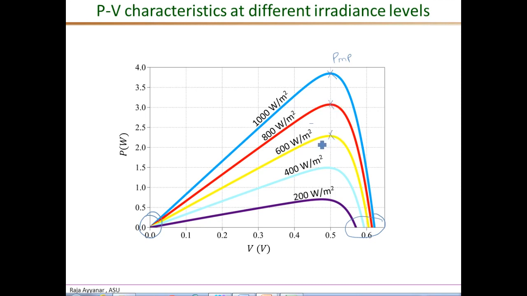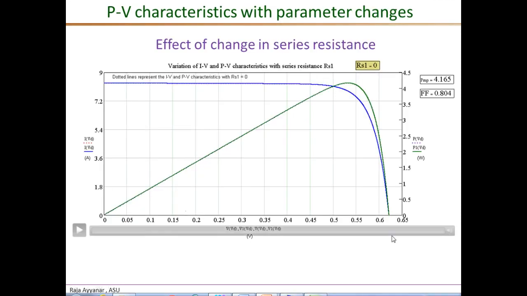Now we also saw in the previous videos that the temperature also has a significant effect on the power voltage curves, and it brings down the maximum power value with rise in temperature. Next, we will look at the effect of different parameters of the PV model on the power voltage curves, starting with this series resistance RS.